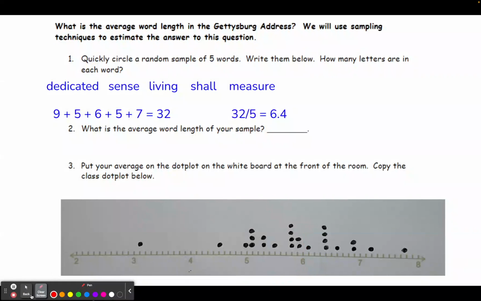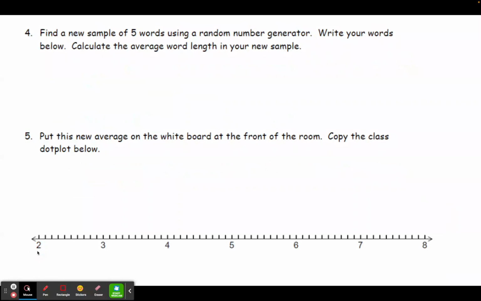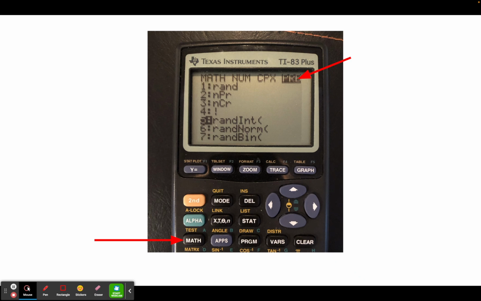Now we're going to take a different type of sample. In our next example, we're going to do a sample using a random number generator. The way this works, you can do it on your graphing calculator, is you hit the math button, which is over on the left. When you get into that math menu, you scroll all the way to the right to the menu that says PRB, which stands for probability. You're looking for the function that says randInt. That will have the calculator select random integers for you.